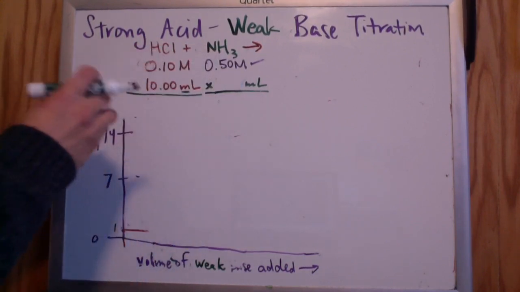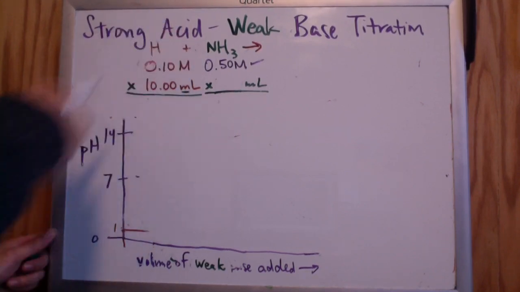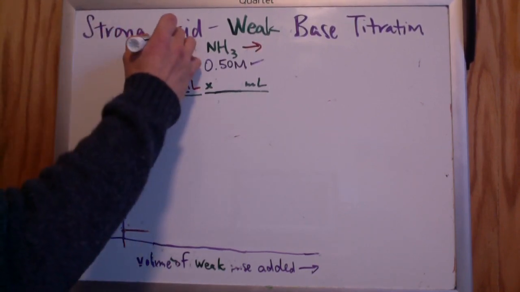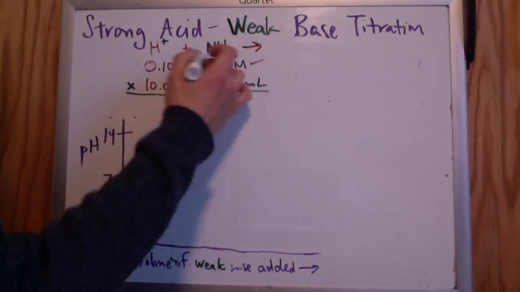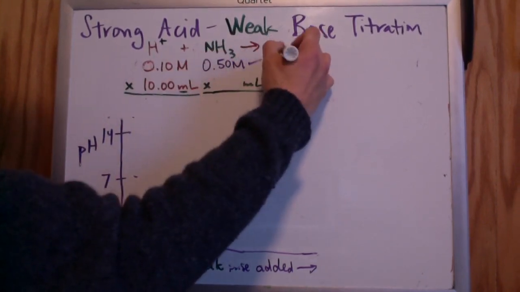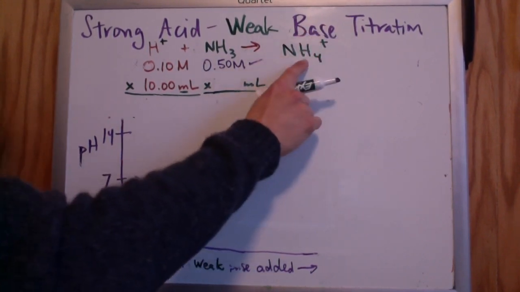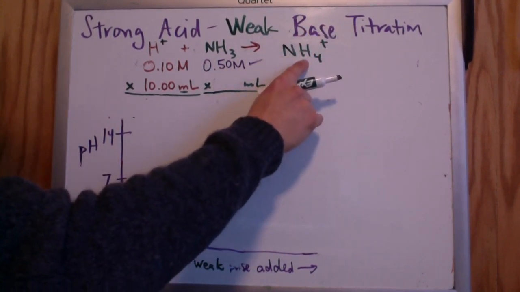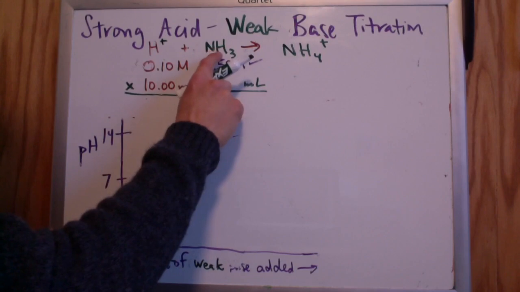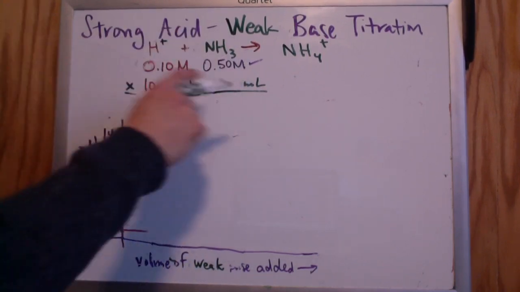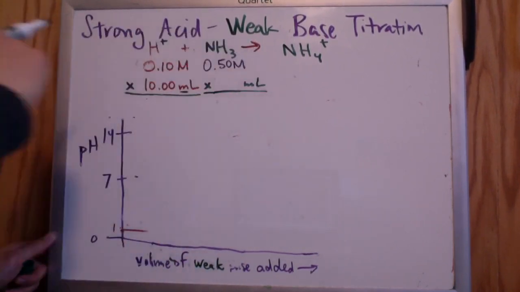So the strong acid, the important part would be the H plus. The chloride would actually be the spectator ion. So we'd end up with H plus plus NH3 yields, and then we would produce NH4 plus. Now, if you notice here, NH4 plus, the ammonium ion, is the conjugate acid of NH3. And so we'll take a look at that because that's also important.